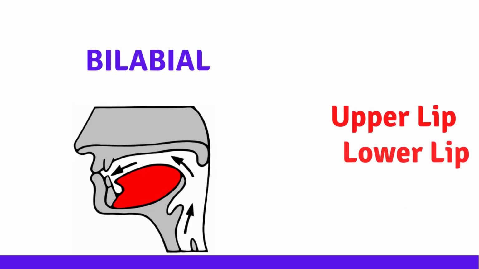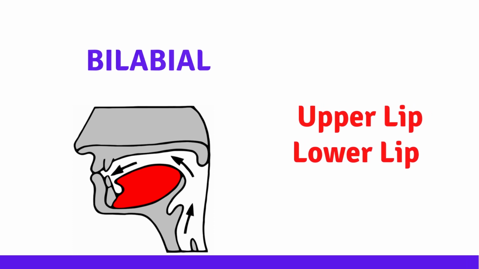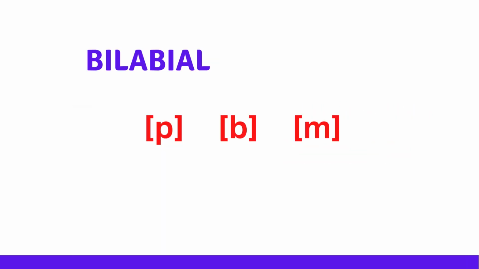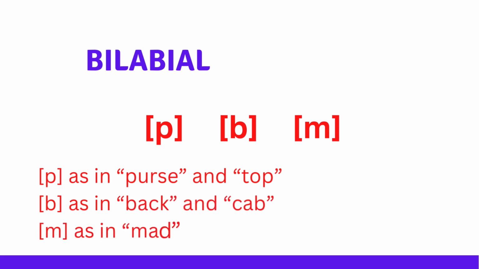Bilabial sounds are produced by bringing the two lips together. For example, the sounds p, b, m. P as in purse and top, b as in back and cab, m as in mad and clam are suitable examples.